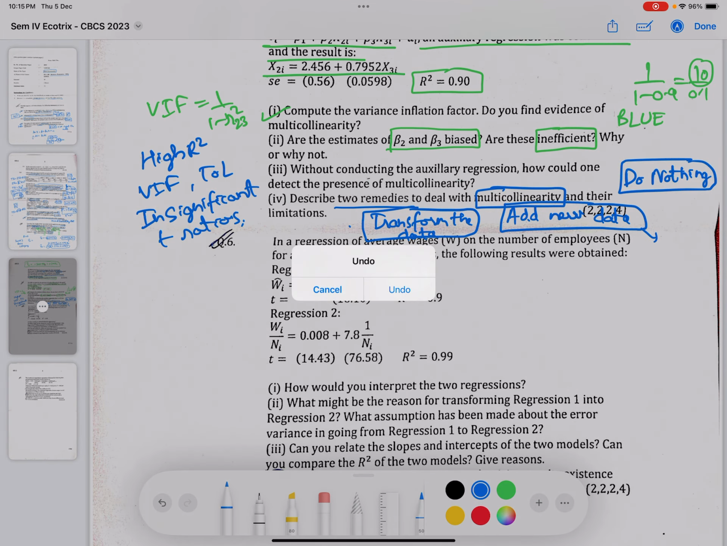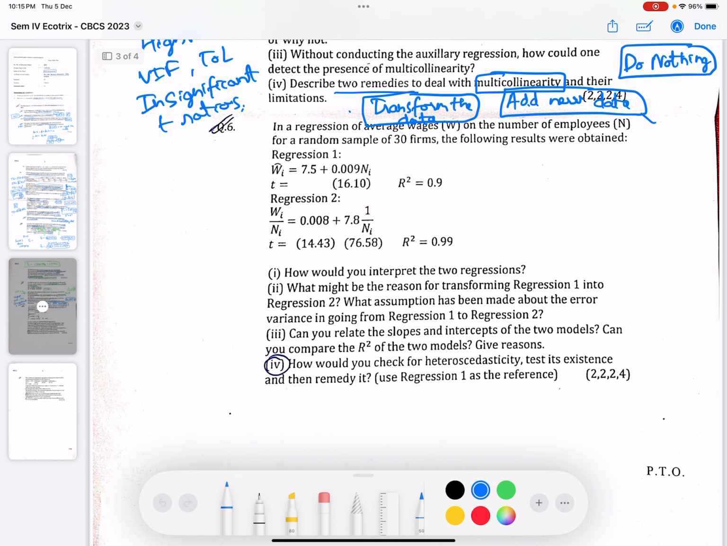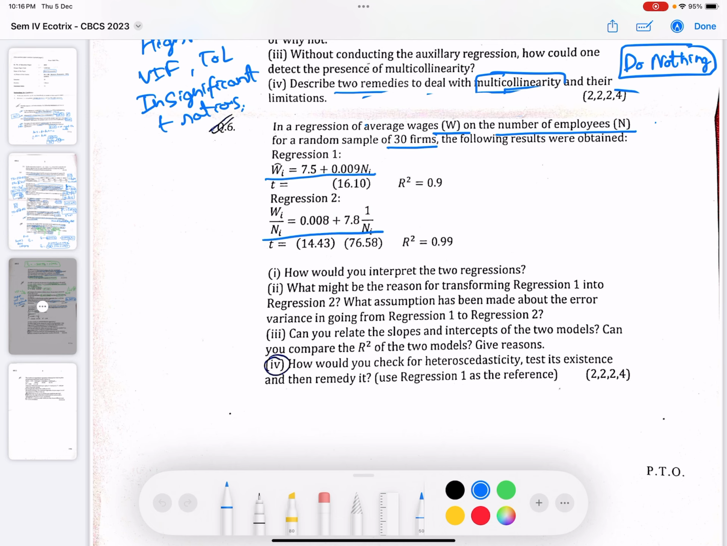Okay. Now coming to question 6. In this model, the average wage W, regression of average wage on the number of employees for a random sample of 30 firms. So we have this regression equation first. We have the second regression. How would you interpret the two regressions?